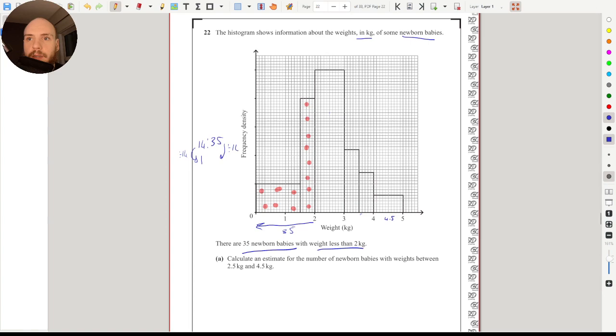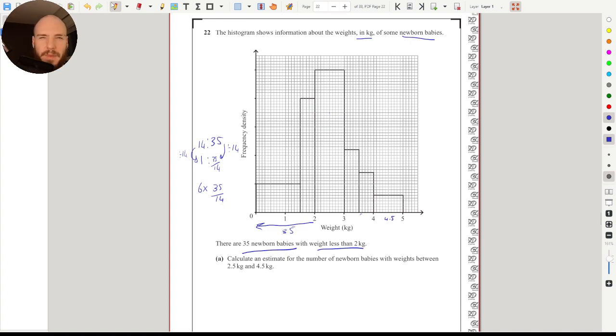So that'll be 35 divided by 14. Then I have 1, 2, 3, 4, 5, 6 blocks here, so it'll be 6 multiplied by 35 over 14, and that would give us the frequency, or how many babies were born in this first block. I'm going to rub out my dots because I don't really need them anymore. I'm going to work that out in the calculator.